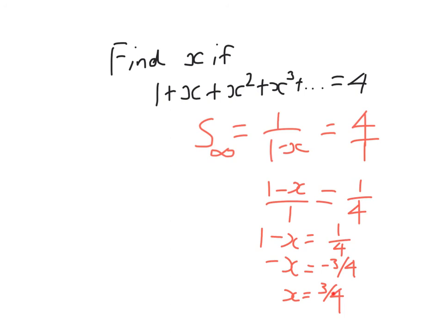And that makes sense. We should get the common ratio being between minus 1 and 1. That's the only way we can have a geometric series that reaches a limit. So there we are. We're done.